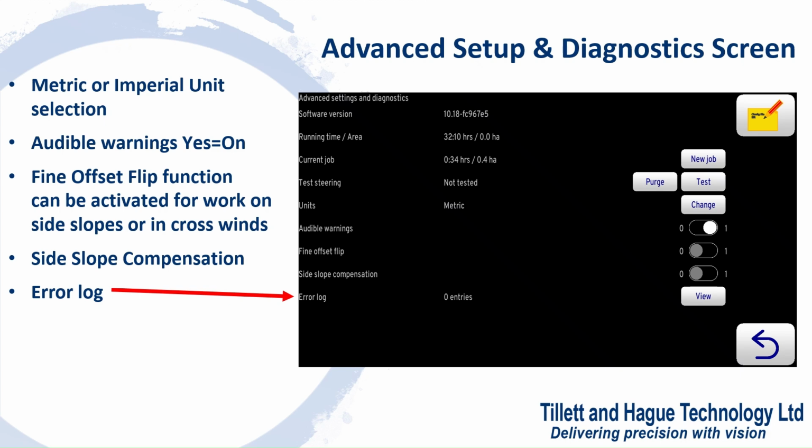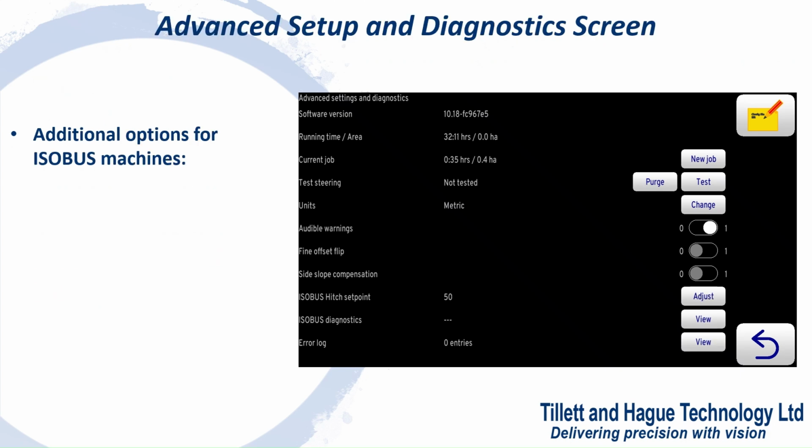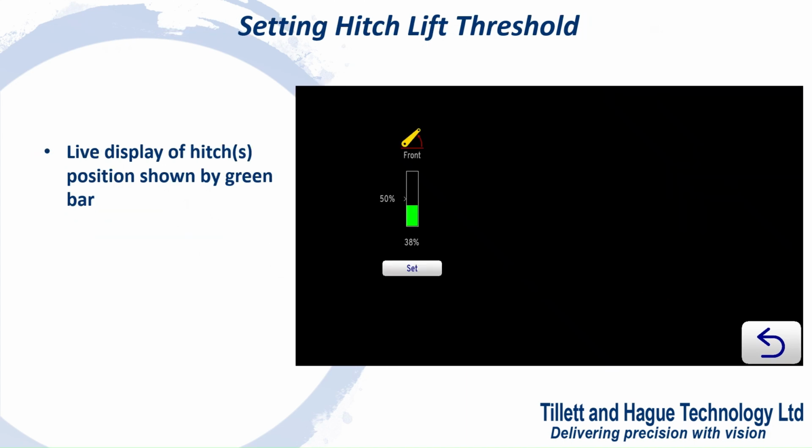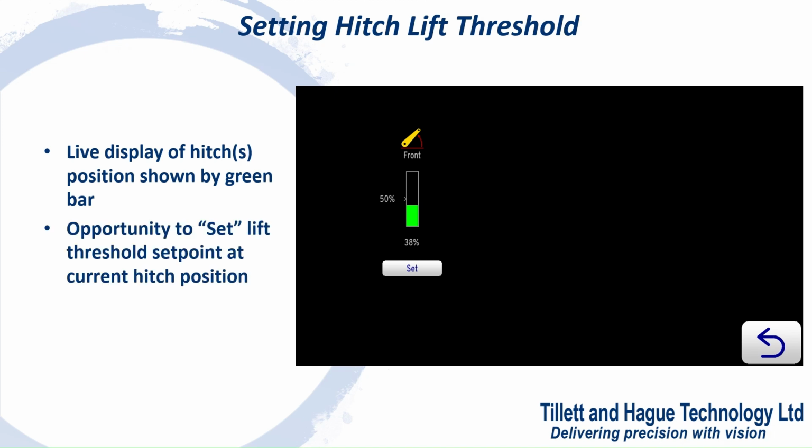If the selected configuration file and applicable hardware allows, 2 extra Isobus related items will be displayed. The threshold for in and out of work position could be set using this utility. Touching on the Adjust button will open the Isobus Hitch Setpoint utility. That displays a live position bar of the selected hitch or hitches' current positions. If you adjust the hitch using the tractor controls to the desired position, and press the Set button, this will change the hitch threshold set point to the current hitch position.